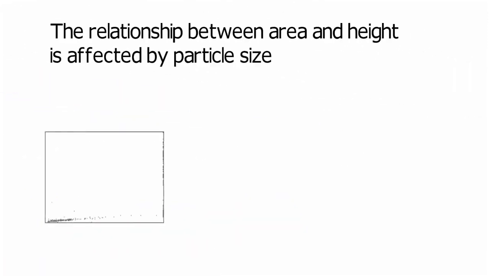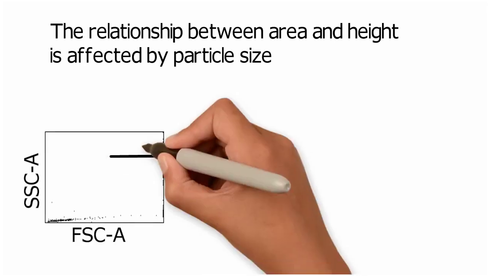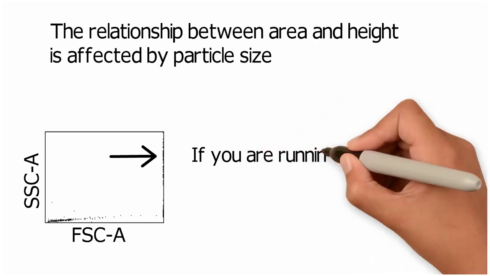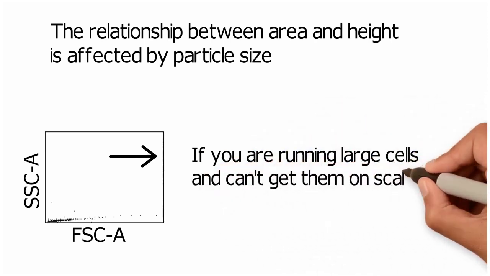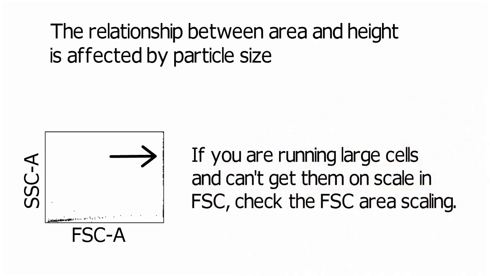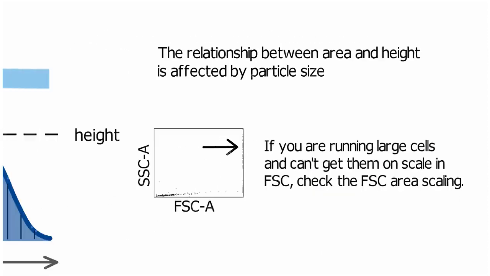The area of some large cells might not be able to be measured on scale in forward scatter until area scaling has been adjusted. So if you're running large cells and are unable to get them on scale in forward scatter, check the forward scatter area scaling.